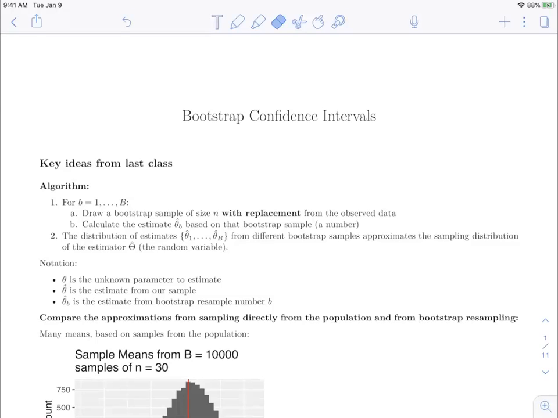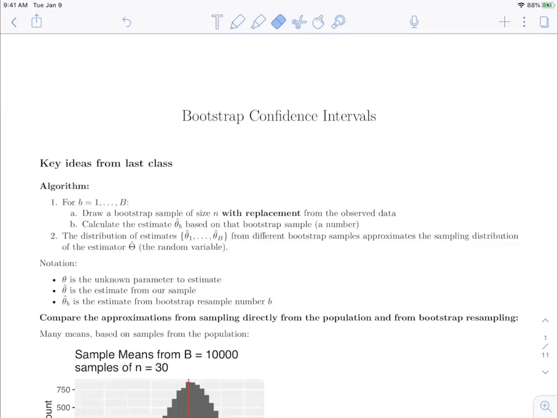So the idea from last class is that we introduced the bootstrap as a way to approximate a sampling distribution of either an estimator or a pivotal quantity. And mainly we talked about this in the context of estimators. So there our algorithm had like 2 main steps.